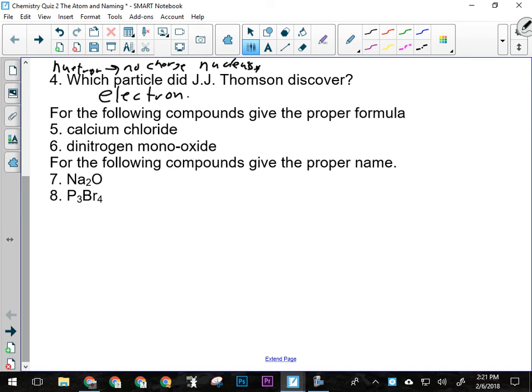Calcium is a metal. It's on the left-hand side. So in order to get that, we're going to go calcium with chlorine, and we're going to do that whole drop and swap thing. Calcium's a 2+, chlorine's a 1-. Our formula is CaCl2. Number 6, we got dinitrogen monoxide. If it's got prefixes in it, it's probably molecular, right? So we just have to go by the prefixes. There are 2 nitrogens, and there is 1 oxygen, N2O, for 1 mark.